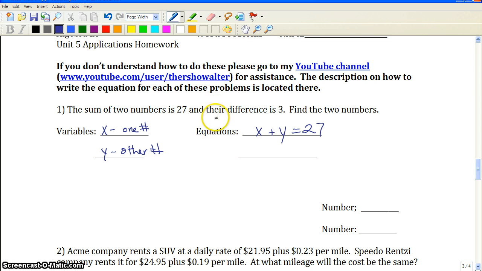Second part, it says their difference is 3. So difference means subtraction. We take the two numbers and subtract them, and we get 3. From that, you do all the solution work, and you wind up getting 15 and 12. I'll give you guys that one.